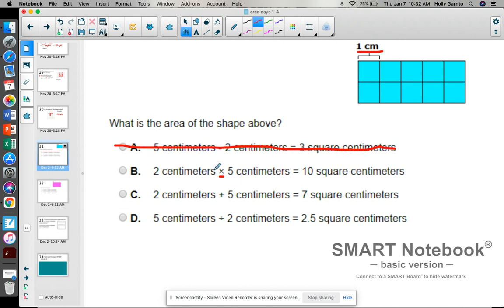Here's one that says multiply 2 times 5. Let's see if they're correct with 2 times 5. So there's 2 rows. 1, 2, 3, 4, 5 columns. So if I do 2 times 5, that does give me 10 square centimeters. All right, C says 2 centimeters plus 5. So when I do area, I'm not adding, I'm multiplying. It's not C. And then D, 5 centimeters divided by 2 centimeters. I don't divide when I do area, so it's B. You have to multiply.